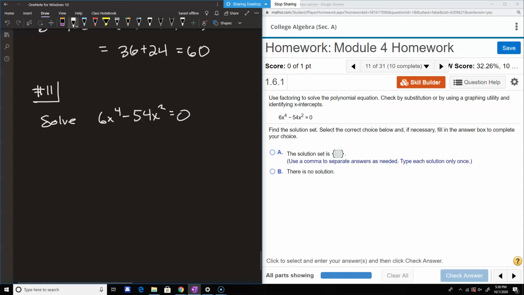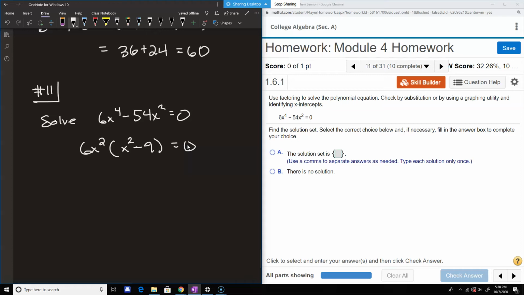So we want to look for the GCF here, which is going to be 6x squared, right? Both 6 and 54 are divisible by 6, and they both have at least an x squared in common. So we have 6x squared, and we'll be left with x squared minus 9 equals 0. And then, does anyone remember how x squared minus 9 should factor?